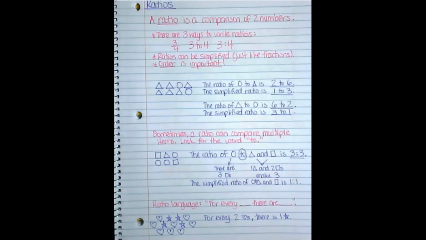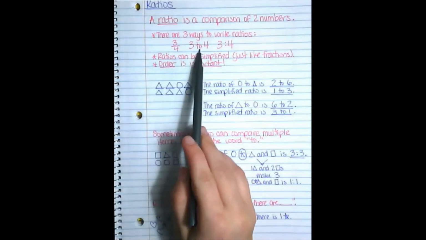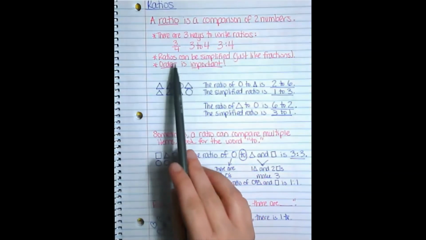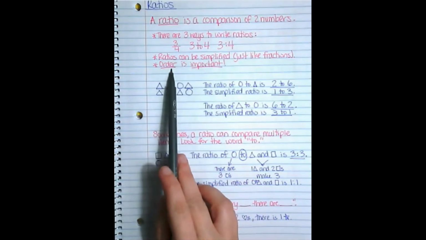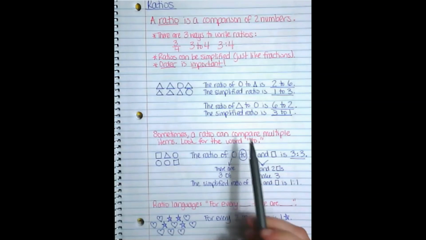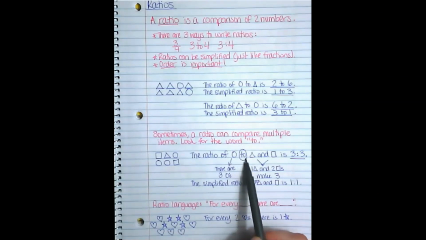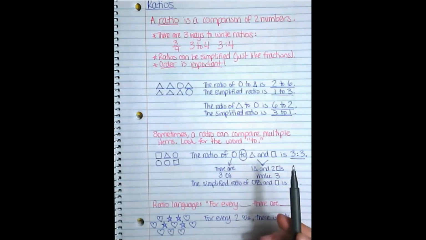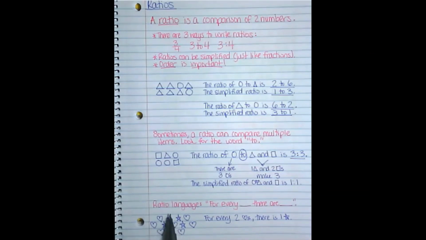So here's just another look at the entire set of notes that we just went over. So again, a ratio is a comparison of 2 numbers. Remember again that there are 3 different ways to write a ratio: as a fraction, with the word to, and with a colon. Ratios can be simplified, and the order is important. Another thing to remember is to look for the word to, and that basically tells you which number comes first, which number comes second. And the last thing is our ratio language. For every blank, there are blank.